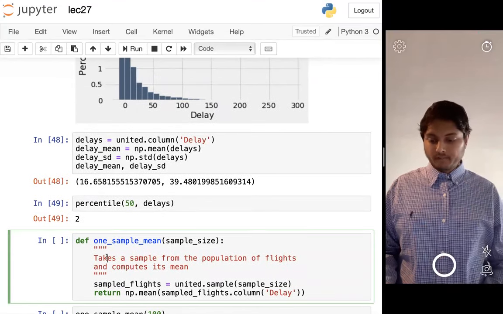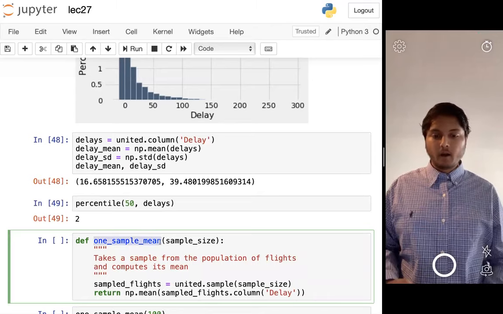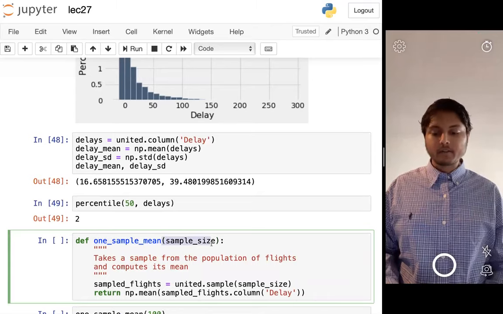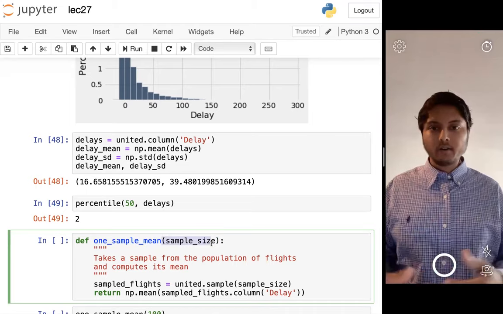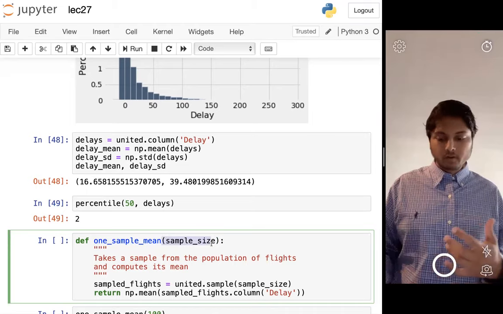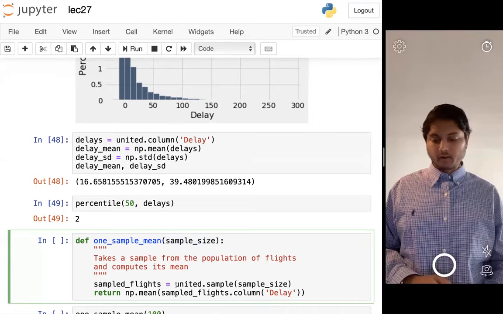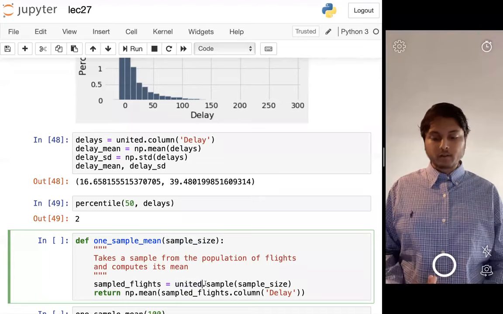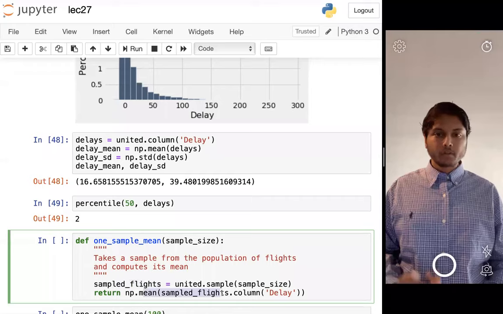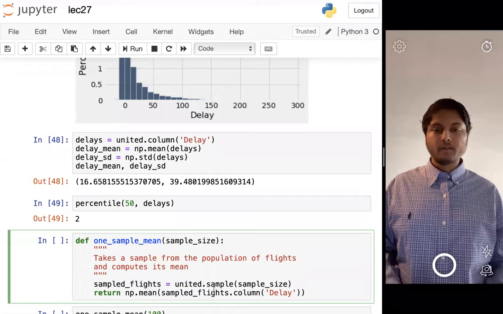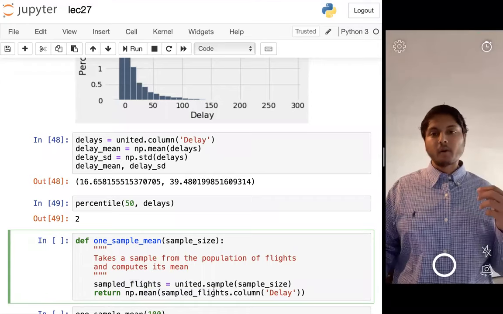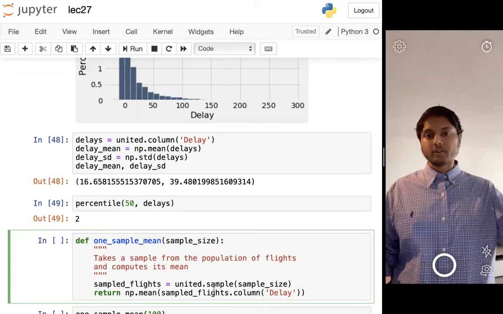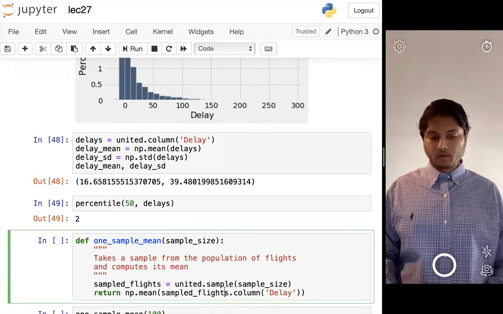So we're going to make a function here called one_sample_mean. What it's going to do is take in a sample size, so we can specify how big we want our sample to be. Do I want to sample 100 flights, 200 flights, whatever it is. It's going to take our table, our population, and sample from it of that sample size. And then once we have our sampled flights, we just calculate the average delay. So that's all this function does. This allows us to simulate taking a sample from the population, calculating the sample average, and then seeing what the result is.